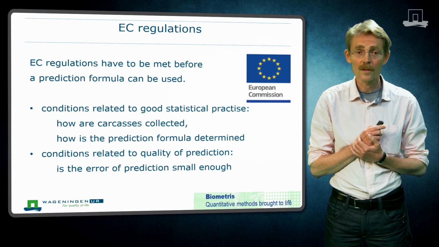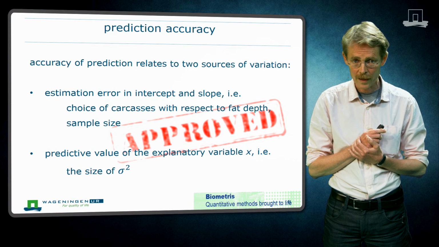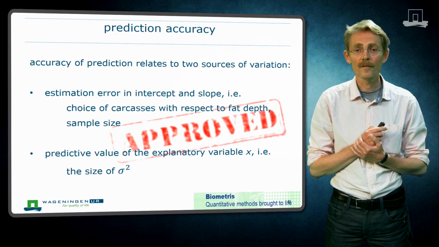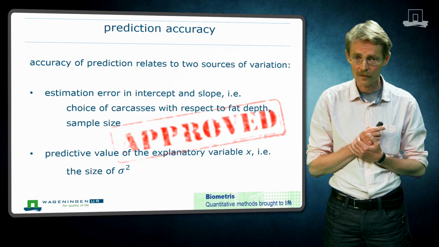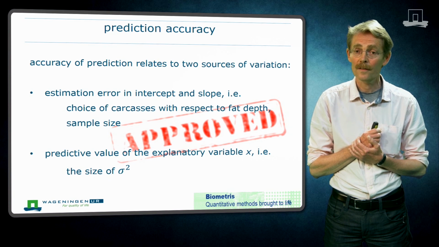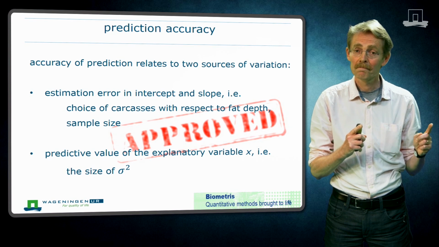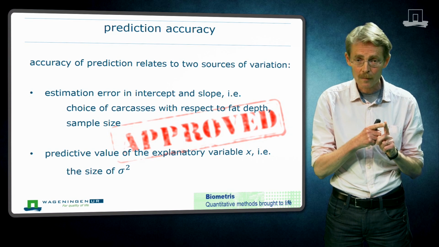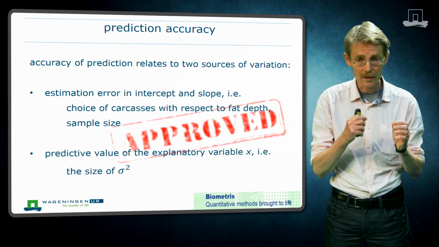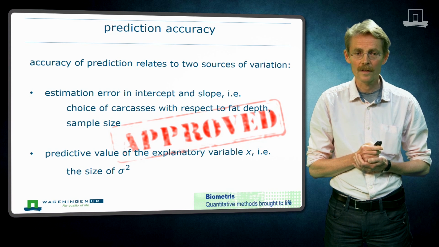There are also conditions that relate to the quality of prediction. Is the error of prediction small enough? The error of prediction actually relates to two sources of variation. One of them is estimation error of the intercept and slope. That relates to sample size, but also to the way you collect the carcasses. If you have large variation in fat depth, you can fit the line much easier than when you have small fat depth variation and all the carcasses are bunched together. So the design is important as well.